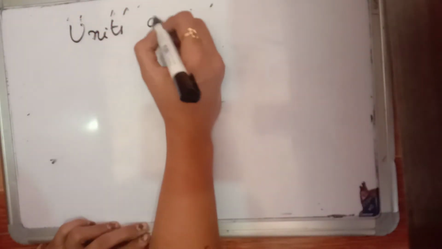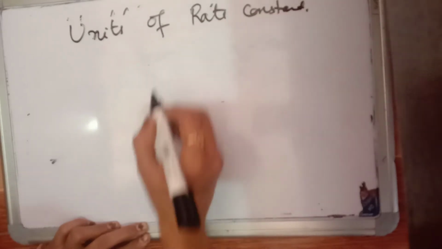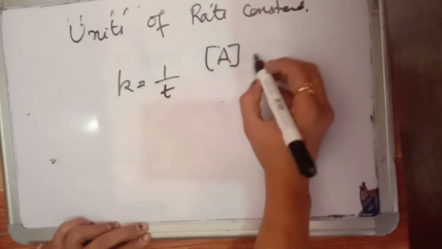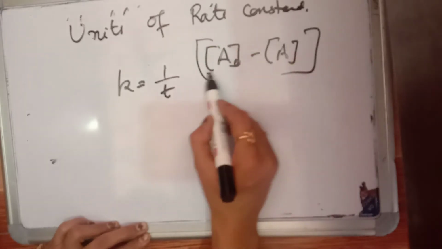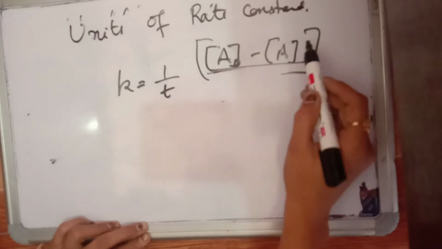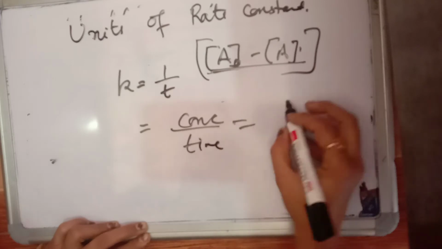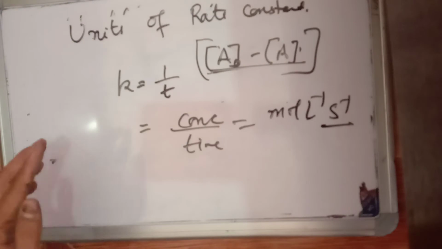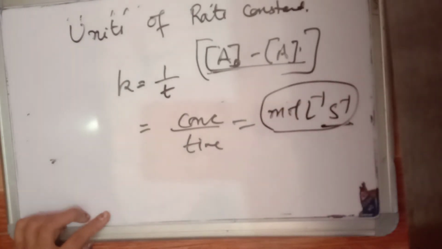Now coming to units of rate constant for zero order reaction. Now rate constant is, okay, so units, this is concentration minus concentration, so units will be concentration upon time. So it's mole per liter, time inverse, it can be second inverse, minute inverse, hour inverse. Okay. So these are the units of rate constant for zero order reaction.